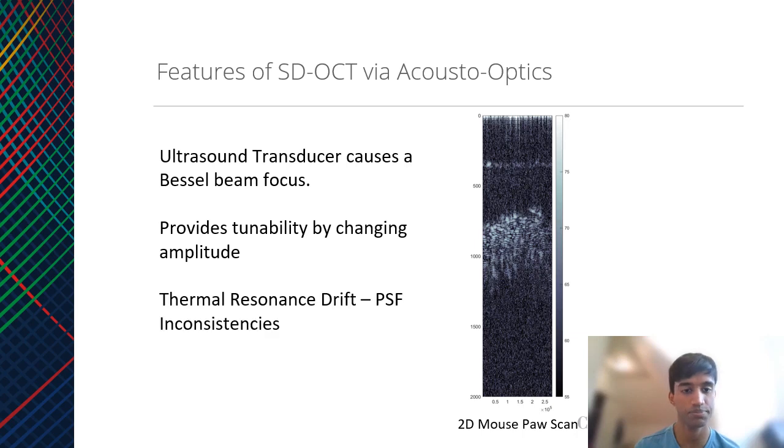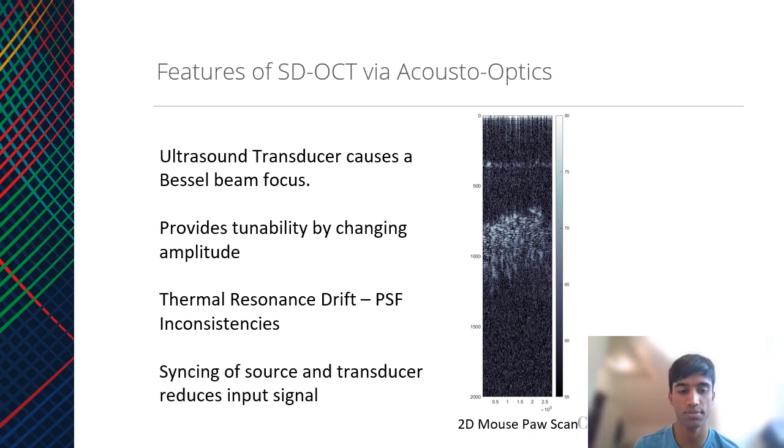So this gives us a pretty good understanding that OCT using Acousto-Optics can be used to image biological samples. The problem with OCT using Acousto-Optics is that transducers have thermal drift, and that could cause PSF inconsistencies. And syncing of the ultrasound peak with the light source reduces the input signal, as we only turn on the laser for a shorter duration as opposed to continuous wave modes.